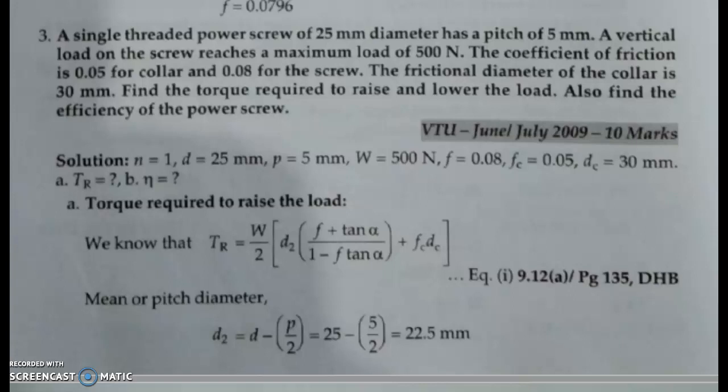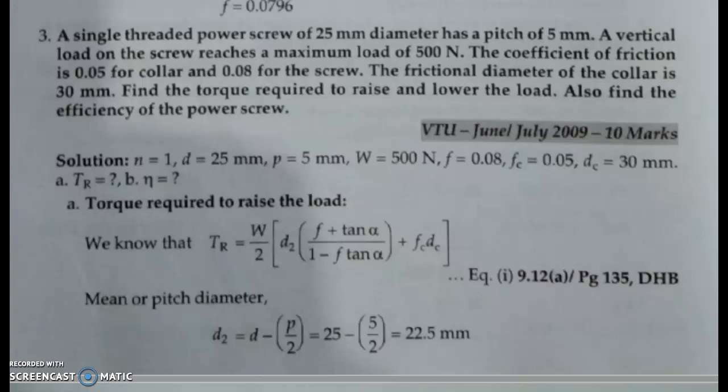Next question, third one. A single threaded power screw of 25 mm diameter has a pitch of 5 mm. A vertical load on the screw reaches a maximum load of 500 Newton. The coefficient of friction is 0.05 for collar and 0.08 for the screw. The frictional diameter of the collar is 30 mm. Find the torque required to raise and lower the load. Also find the efficiency of power screw.